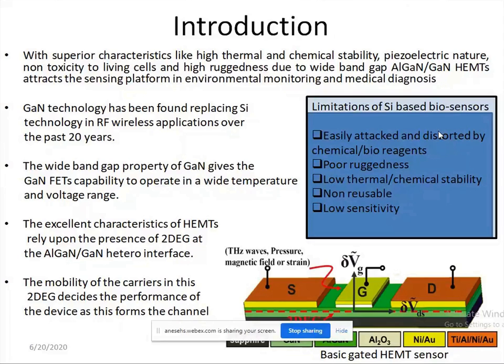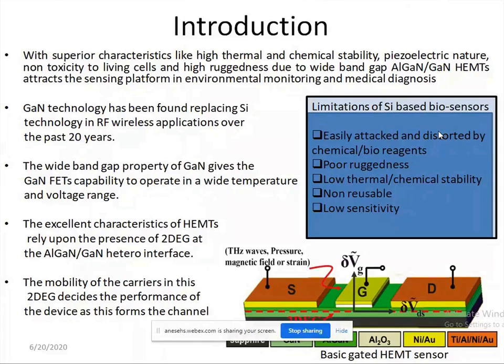And again, when we consider a biosensor, we have to develop a sensor that is reusable. However, using silicon, such a technology has not come till date. And the final limitation of the device is the low sensitivity. So how is this low sensitivity a limitation?